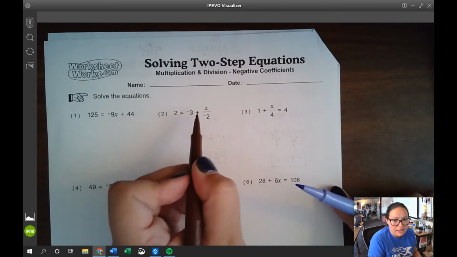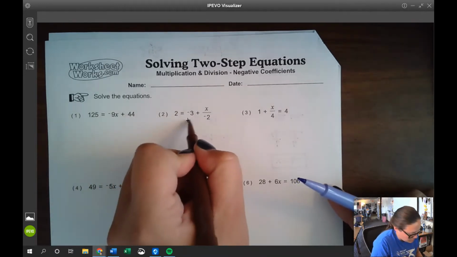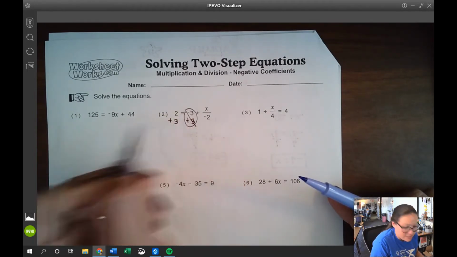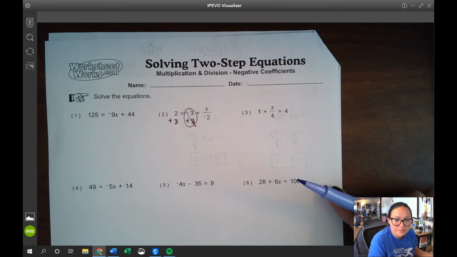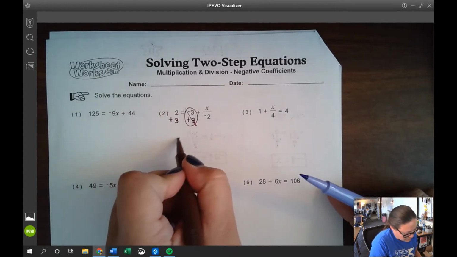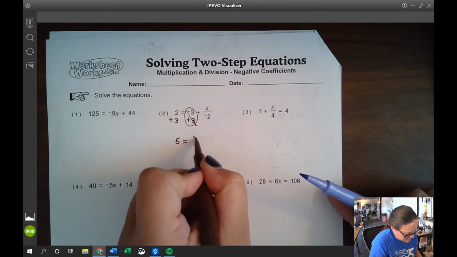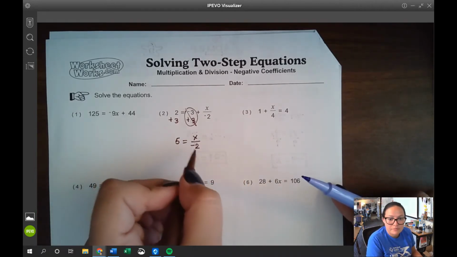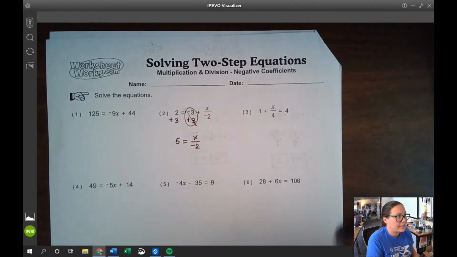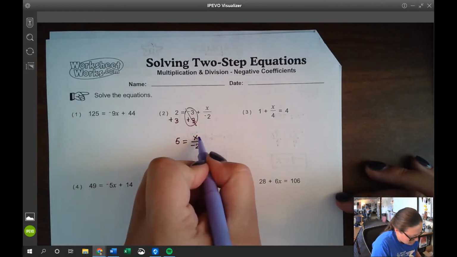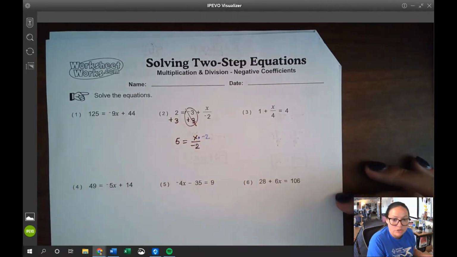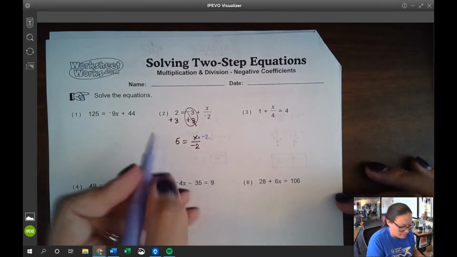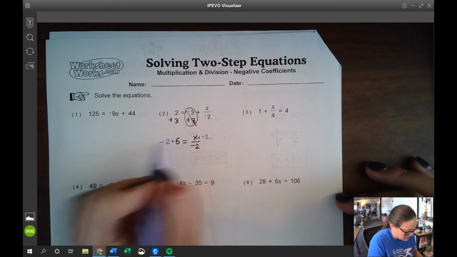So again, I'm going to get rid of this minus 3 first. I'm going to add 3, because negative 3 plus 3 is 0. So I have 2 plus 3, which is 5. On the right side, I have x divided by negative 2. So to undo the division, I am going to multiply by negative 2. So we multiply by the same number that we're dividing by. So over here, I'm going to multiply by negative 2.